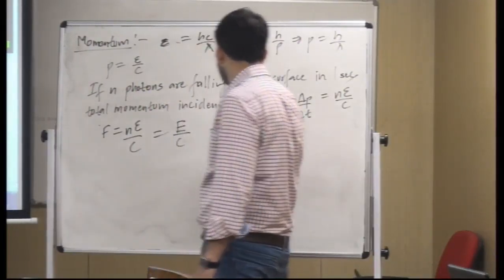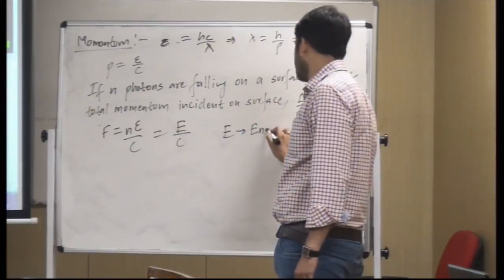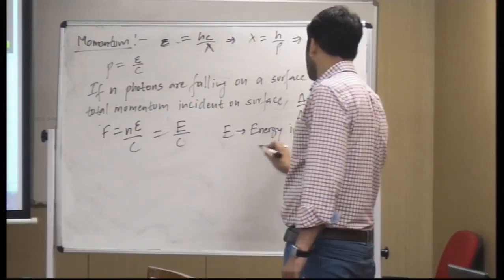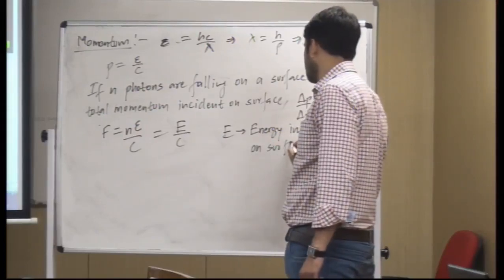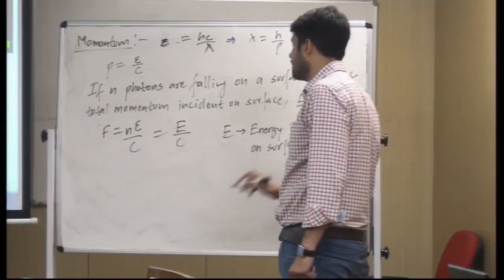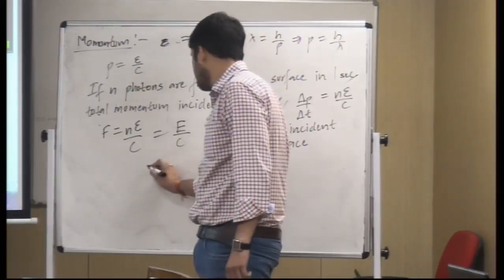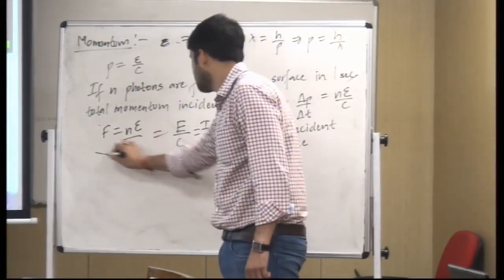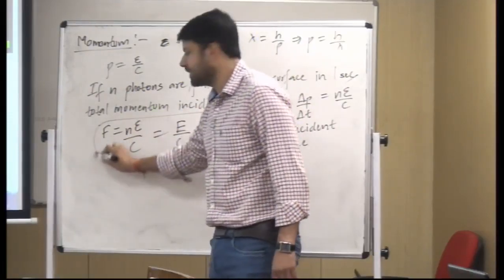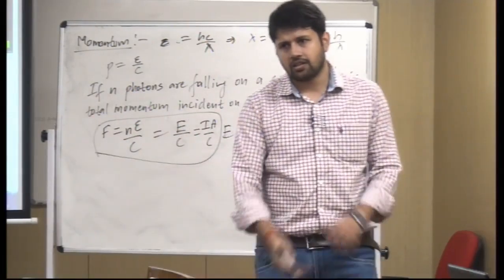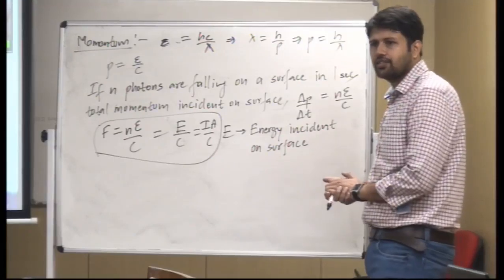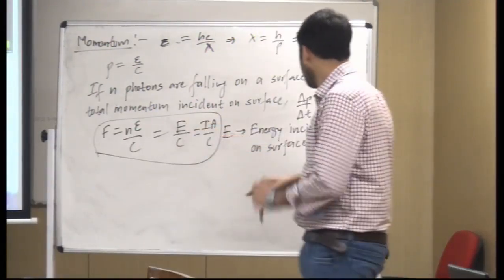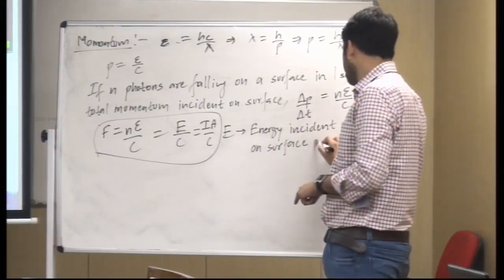surface. E is what? Energy incident on surface, right? I can also write it as IA by C. Why? Because intensity is energy by area, right? Intensity was energy by area per unit time. This is a per unit quantity, energy incident on the surface per unit time.